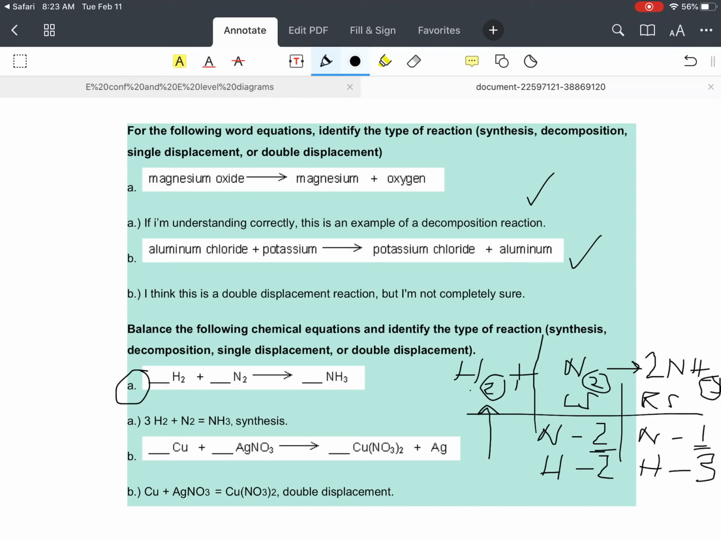Okay, so once I've done that, I have to consider that this 2 applies to the nitrogen as well as the hydrogen. So this becomes a 2, and this becomes a 6. My nitrogen are balanced now. I'll put a check mark there.